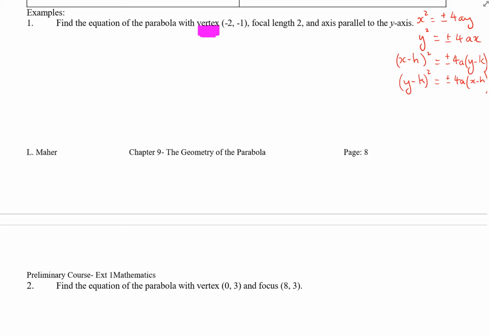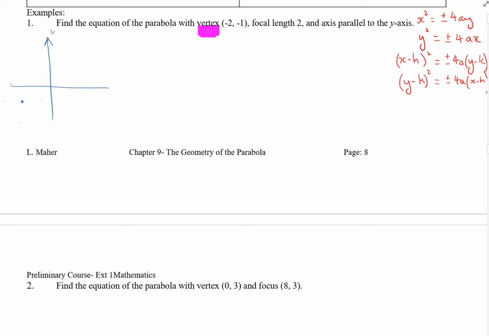So in drawing this one, what do we know? The vertex is at -2, -1. This is my vertex. The focal length is 2. I'm still not knowing much. I don't know whether that's going to be 2 units up here, 2 units back there, 2 units down here, or 2 units over there. But I know the axis is parallel to the y-axis.